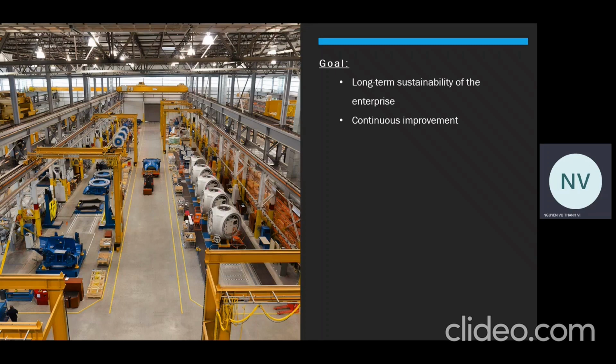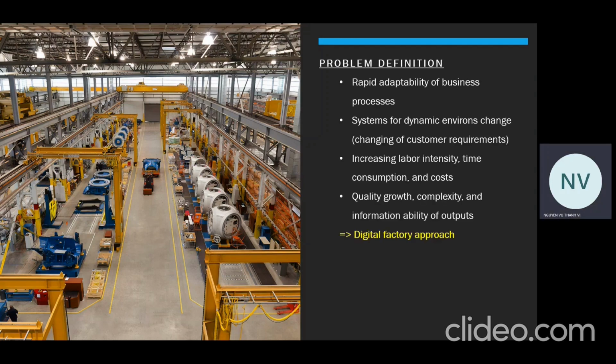Our goal in manufacturing and logistics systems is to reach the long-term sustainability of the enterprise, and it requires continuous improvement of the enterprise processes and systems so that the enterprise can remain competitive in a dynamic and volatile market environment. However, we still have problems in reality. Here are our problems.